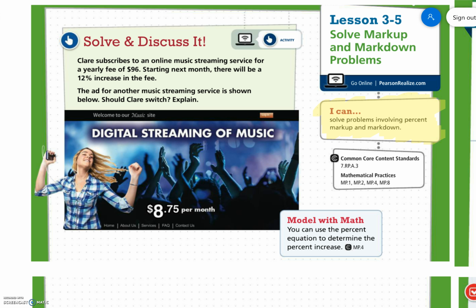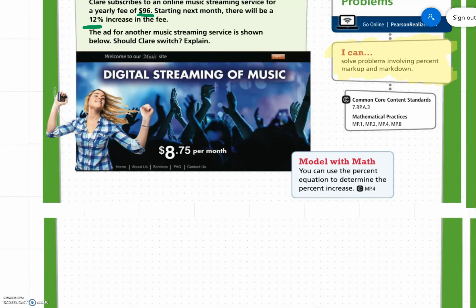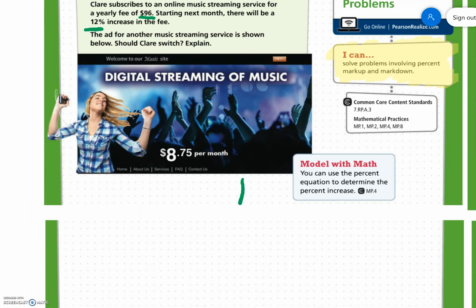Claire subscribes to an online music streaming service for a yearly fee of $96. Starting next month, there will be a 12% increase in the fee. The ad for another music streaming service is shown below. Should Claire switch? So there's two things.